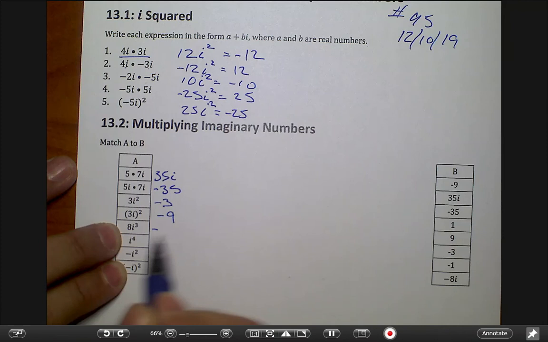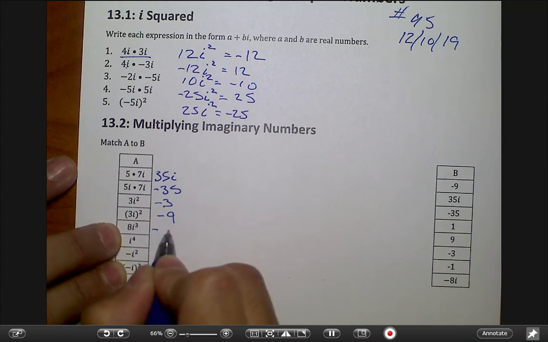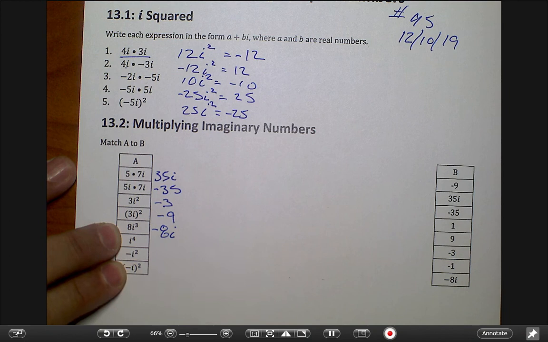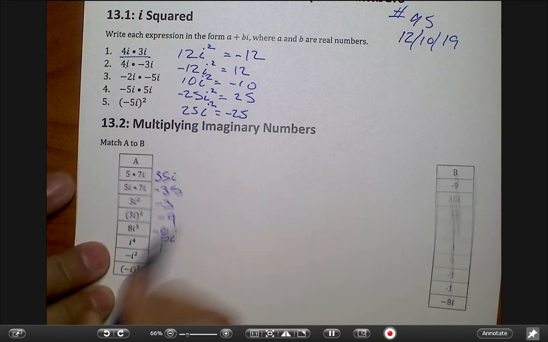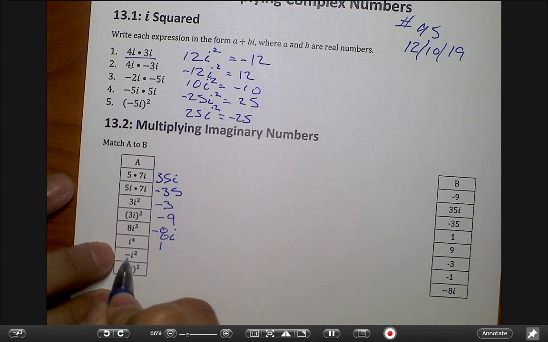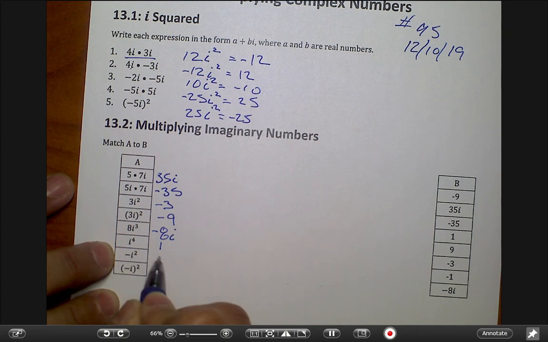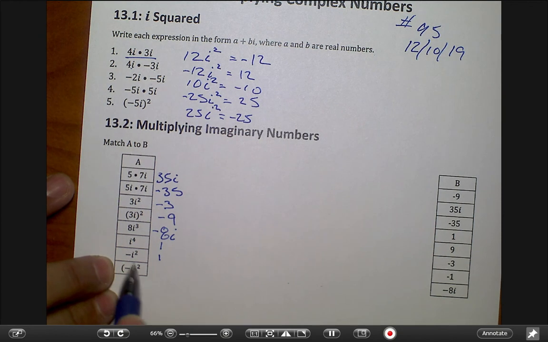We did this one yesterday, if you guys remember, the i to the third power. So that's going to be negative 8i. This one, i to the fourth, should be a positive 1. Negative i squared. So the i squared is a negative 1, and there's also a negative out front. So that makes a positive 1. And then negative i squared. So I'm squaring the negative also. The negative negative makes a positive, and it's i squared, which is also a negative 1.